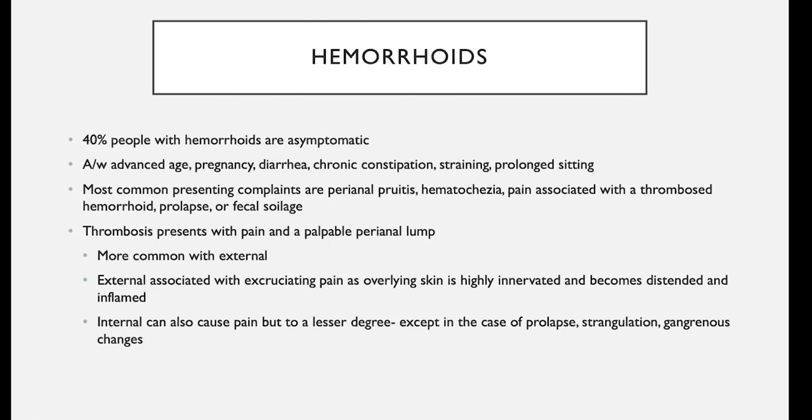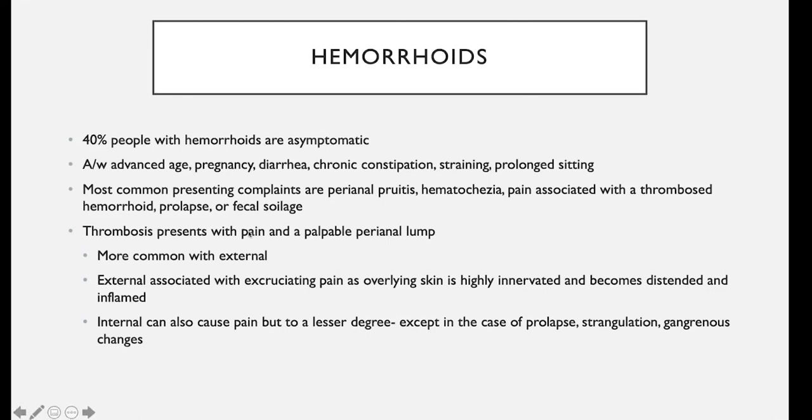40% of people with hemorrhoids are actually asymptomatic, but if they do become symptomatic, it's usually perianal pruritus, hematochezia. There can be pain associated with thrombosed hemorrhoids, pain associated with prolapsed hemorrhoids, and they can actually have fecal soilage. Hemorrhoids are associated with advanced age, pregnancy, chronic diarrhea, chronic constipation, straining, and then prolonged sitting.